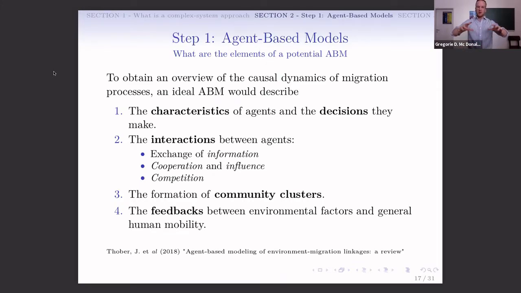We also need to know what the interactions between agents are. These interactions could be exchange of information, cooperation and influence, or even competition. We also need to understand how community clusters are formed. And finally, what are the feedbacks between environmental factors and general human mobility?